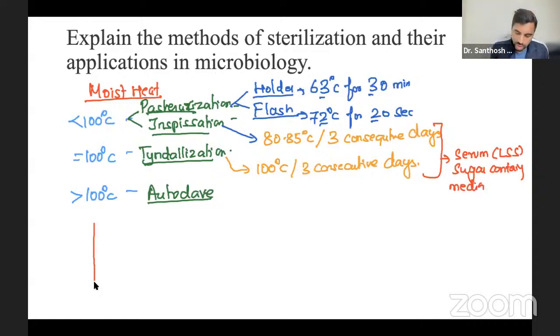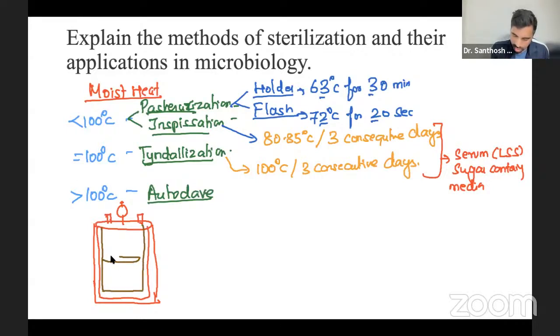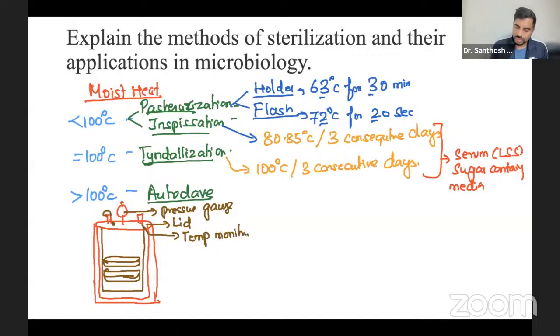Now autoclave. For this, you have to draw the picture first. Any autoclave, vertical or horizontal, but at least one should be there to show what structures are available. I'm writing in red, you use another color. Here is the inlet, outlet, pressure gauge, temperature monitor. This is the lid, and this is the body, which we call the jacket, a jacketed layer. Here you keep all the sterilizing substances, the surgical instruments.